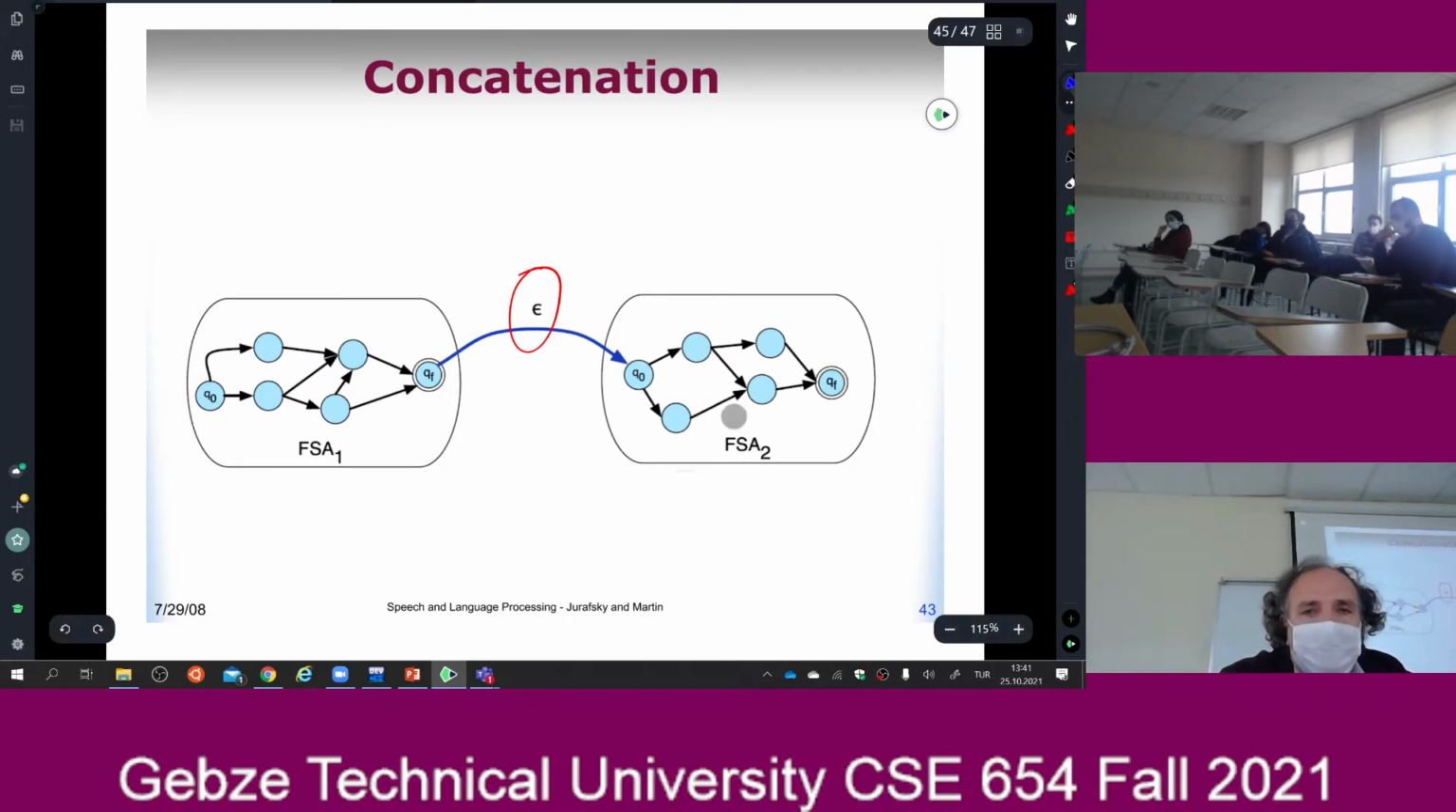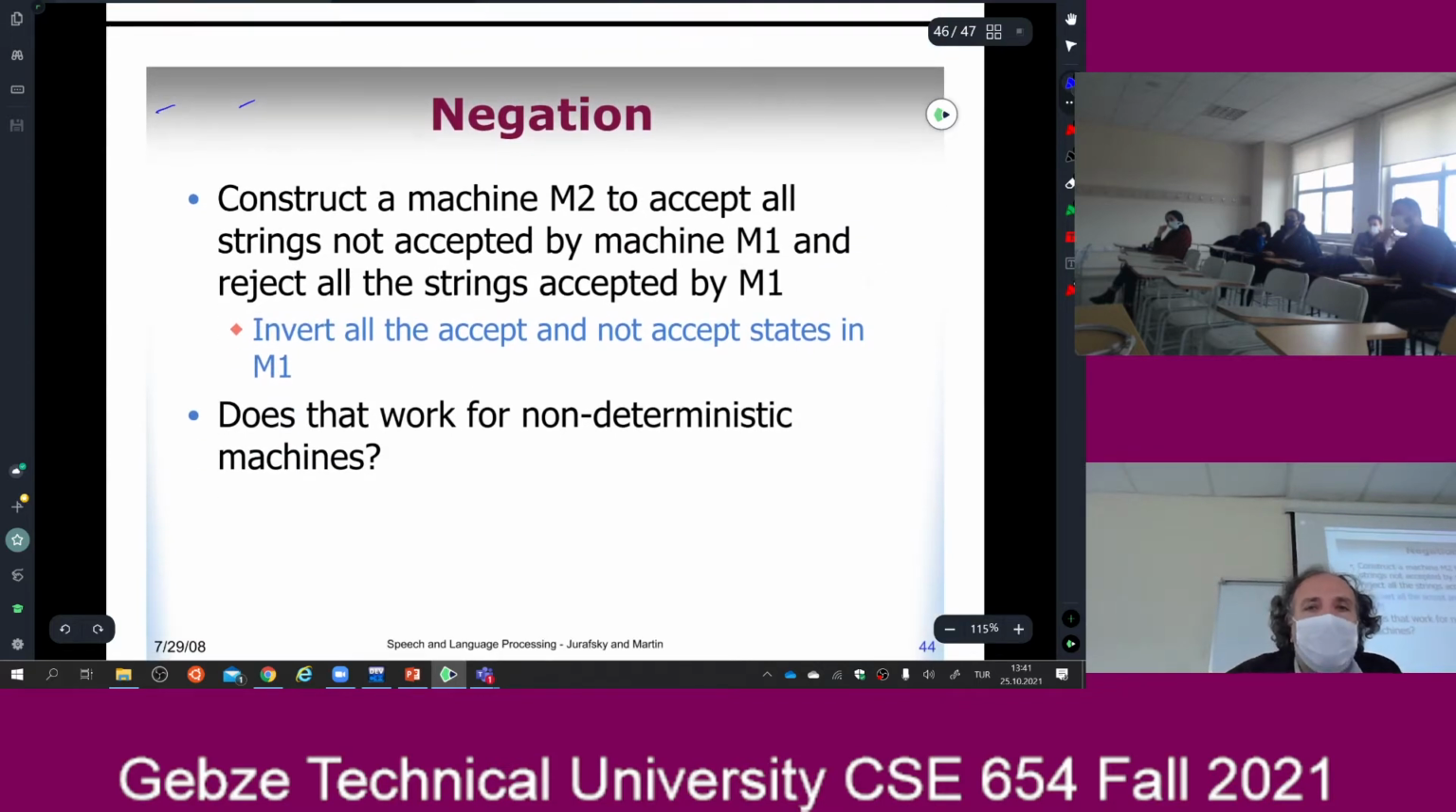After this, I have to do this, and then I have the negation. Negation is kind of special, so this is what you do. You construct a machine M2 to accept all the strings not accepted by machine M1 and reject all the strings that are accepted by M1. So what do we do? Invert all the accept and non-accept states in M1, and that's it.